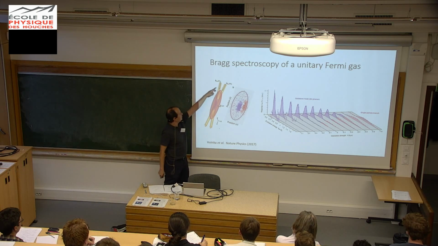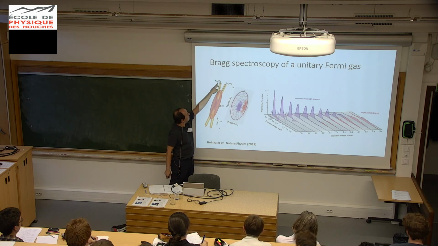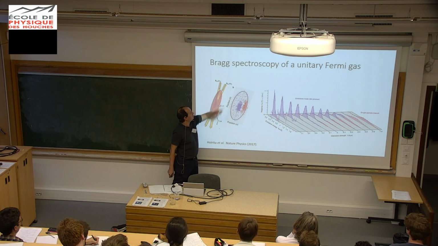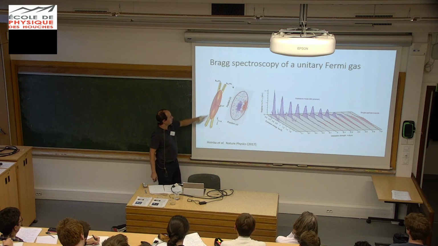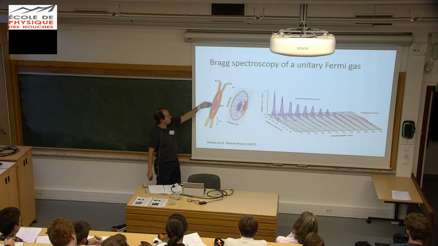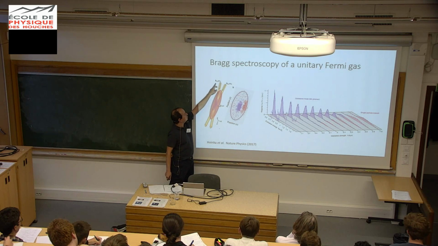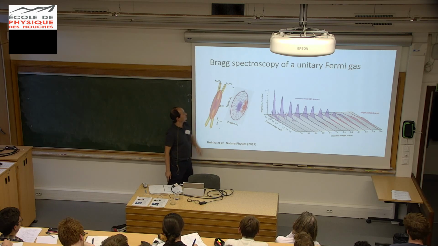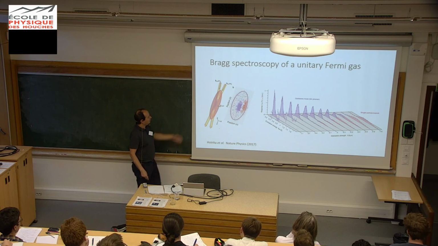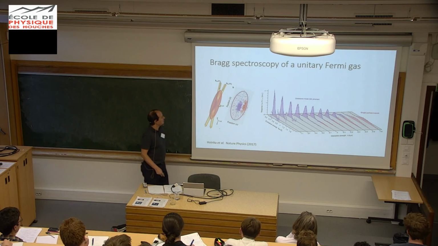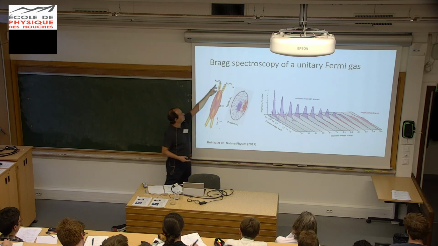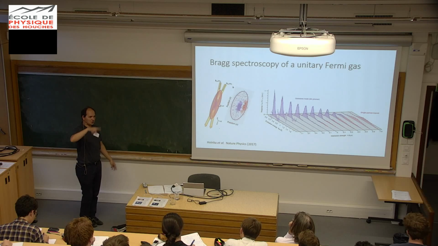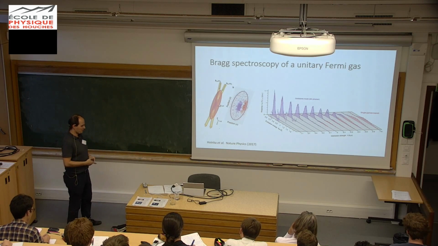You take two lasers like this with wave vector Ka and frequency omega A, wave vector Kb and omega B, and you interfere them on your cloud. So essentially what you create is some interference pattern at momentum Ka minus Kb, and since the frequencies of your two lasers are different, the interference pattern moves at a frequency or velocity which is omega A minus omega B. And so your atoms see some periodic potential that moves at some constant velocity.